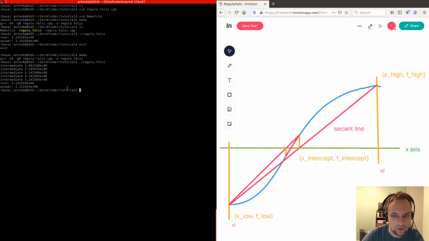Well, there you go. That's how you implement the zero finder in C++. Okay, that's the end of the tutorial.